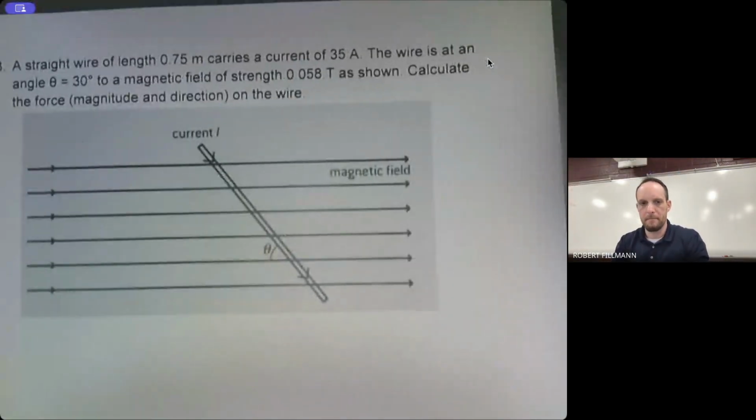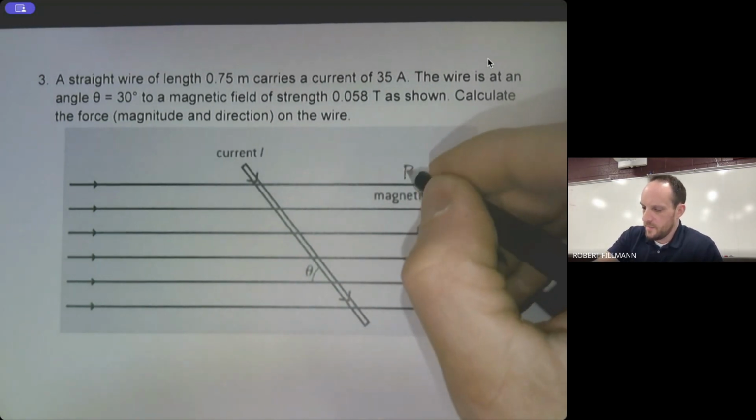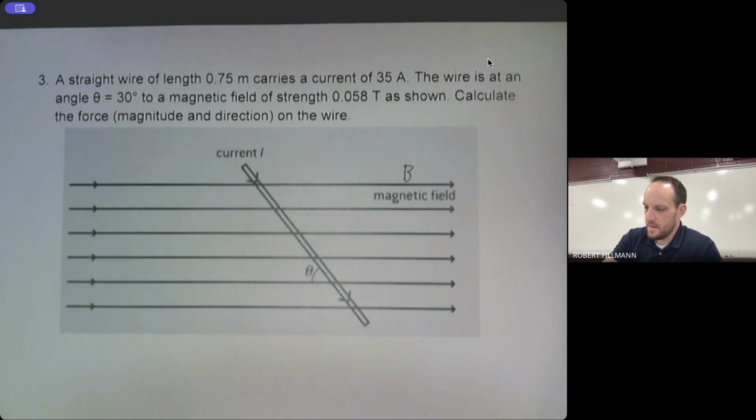Let's finish. We're almost there. Final problem. Number 3, here we have a current. We can see the wire in the magnetic field. So here's my magnetic field B. Here's my current I. They make an angle to each other. We're told the angle is 30 degrees. We have to find the size of the force on this wire, magnitude and direction.